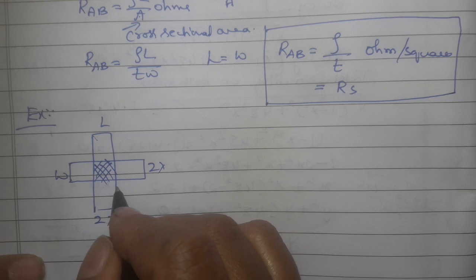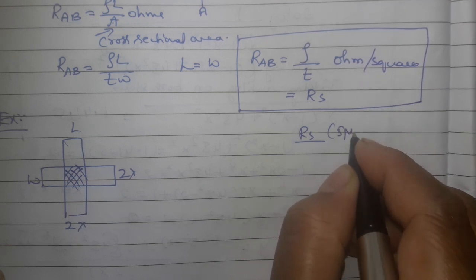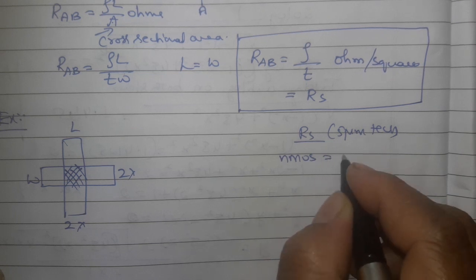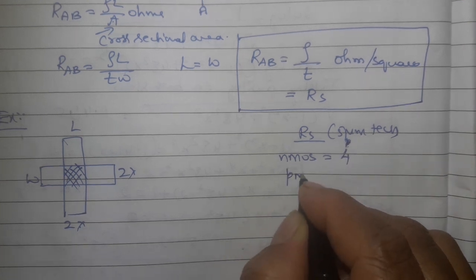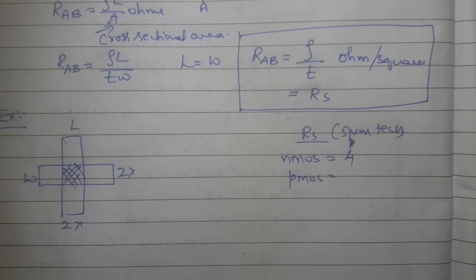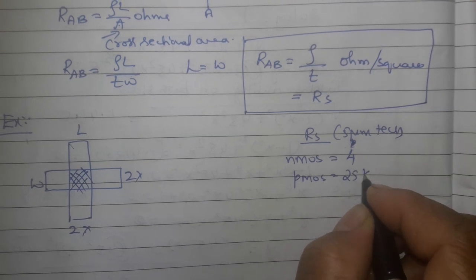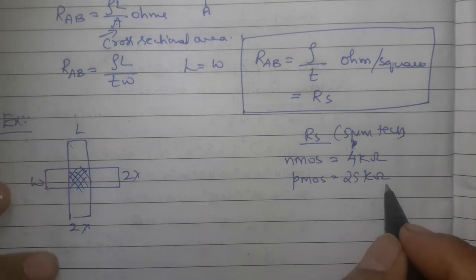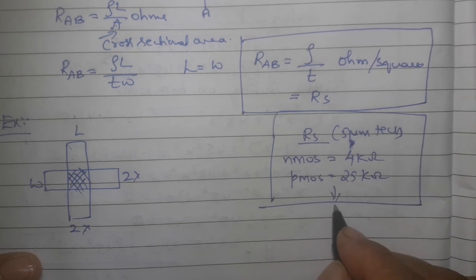This is one transistor, and before that let me give you the standard value of Rs for a 5 micrometer technology. If it is an NMOS, your Rs value will be 4 kilo ohm for 5 micrometer. If it is a PMOS, it will be 25 kilo ohms. This is the standard value.